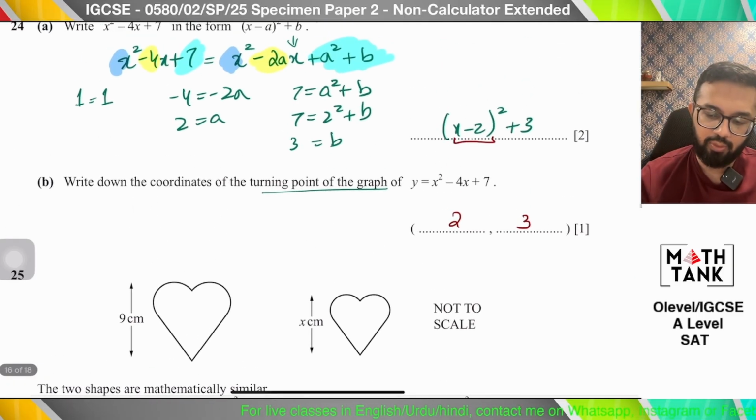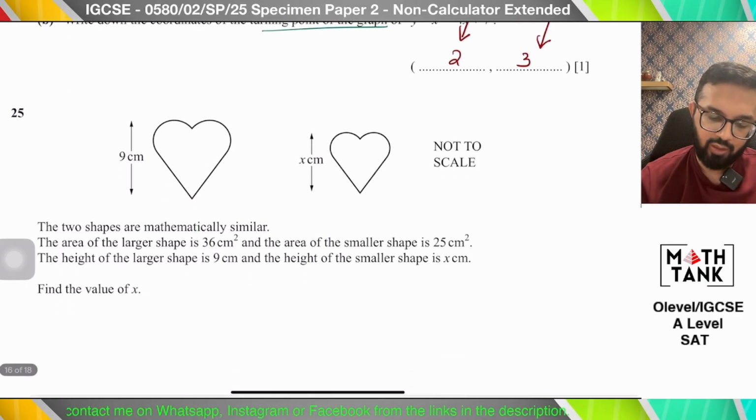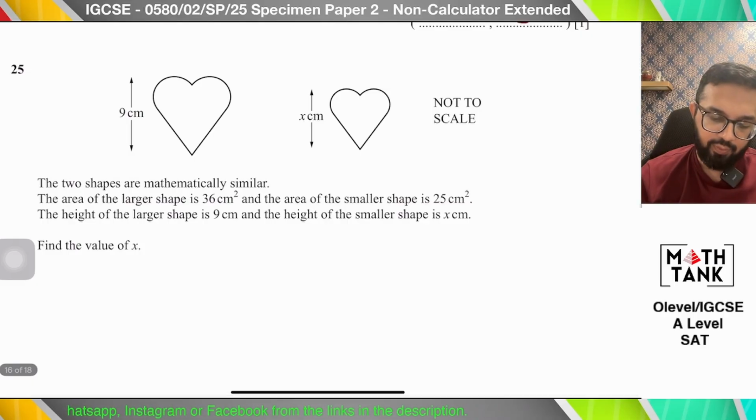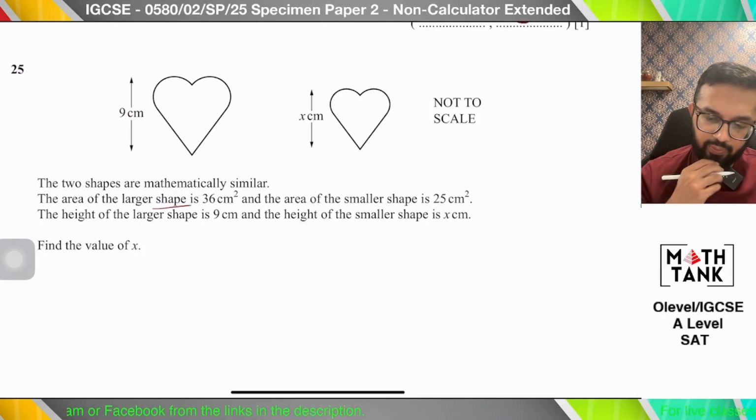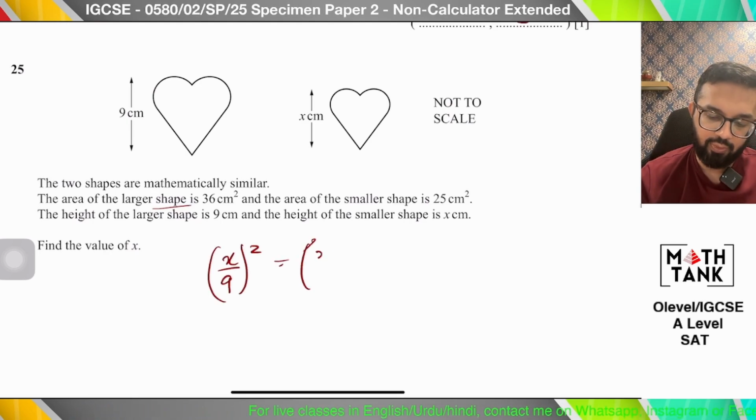Okay, that expression in the bracket gives you the x coordinate when you equate it to 0, and the number written outside is the y coordinate. Okay, 25. The area of the larger shape is this, and the area of the smaller shape is this. The height of the larger shape is 9, and the height of the smaller is x. The heights squared should give you the area.